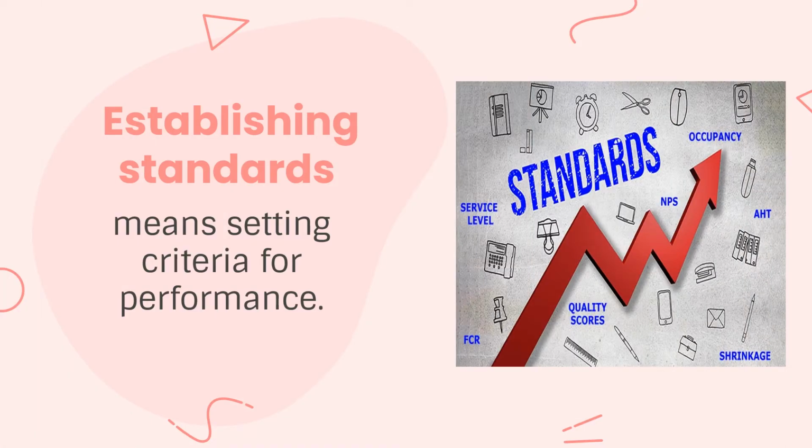The first step in the control process is establishing standards, which means setting criteria for performance. The managers must identify priority activities that have to be controlled, followed by determining how these activities must be properly sequenced. In doing so, managers will be able to set key performance standards that need to be achieved.